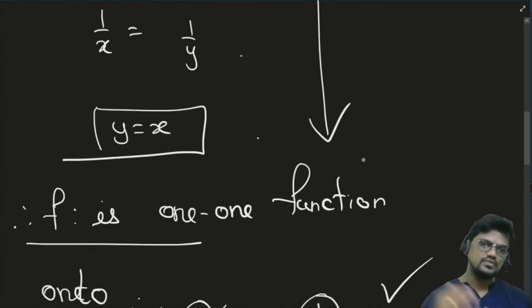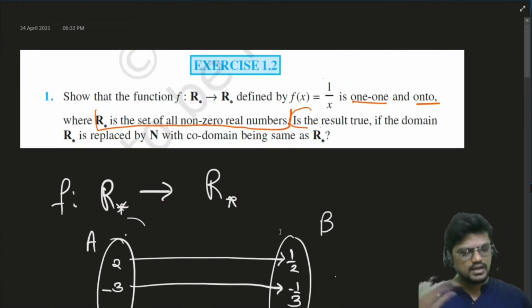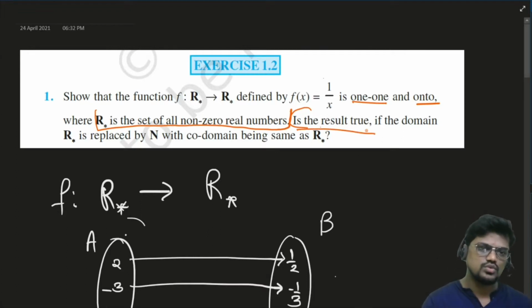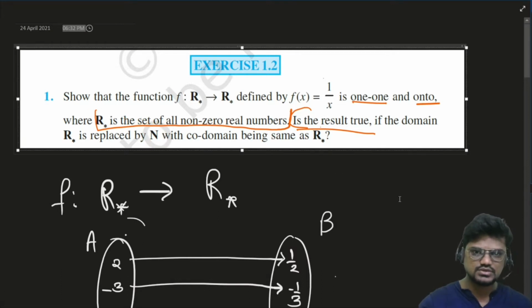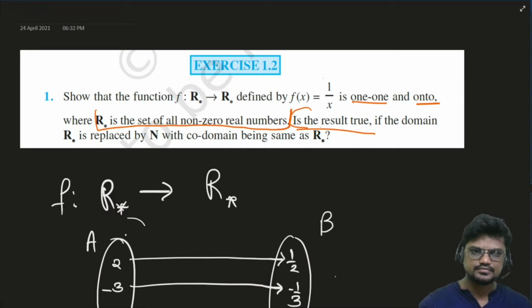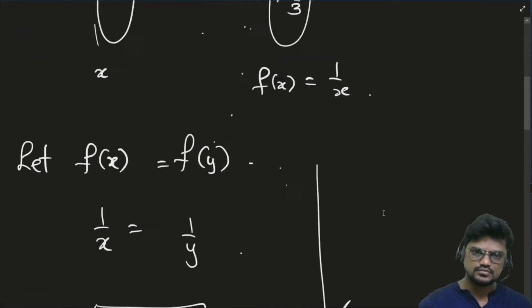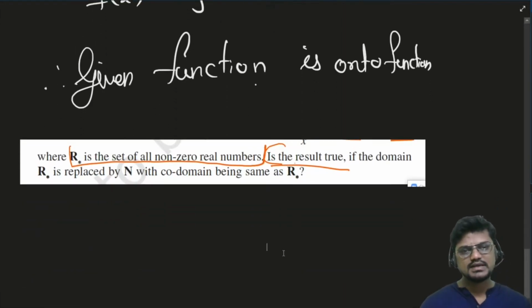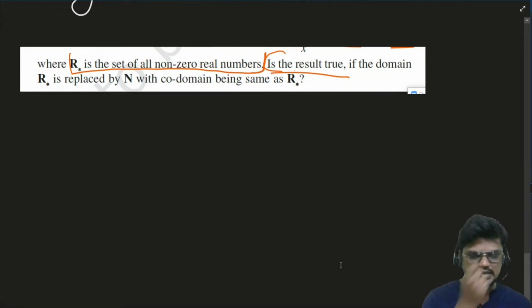Okay, you will understand it once we are doing it even more. Now the next question: is the result true if the domain R star is replaced by N with the codomain being the same, R? See, what is the question? Now what they have asked is, is the result true if the domain R star is replaced with N? See, again I'll explain with a diagram only, that is a more convenient way to understand.